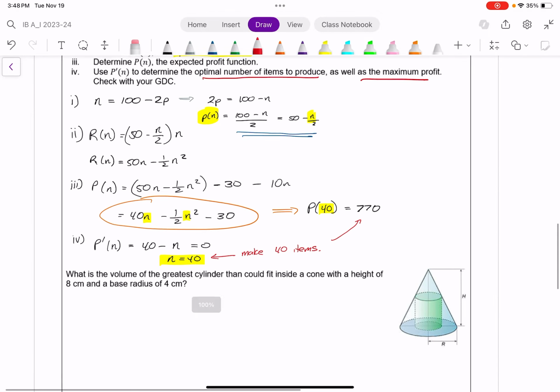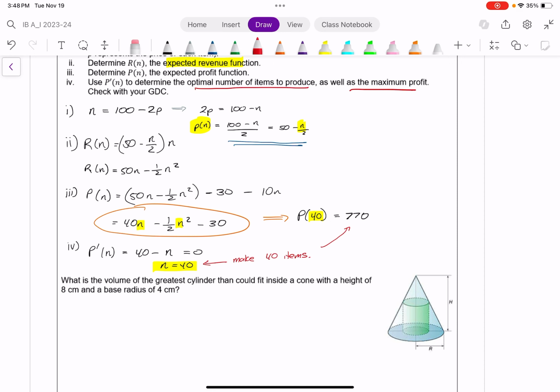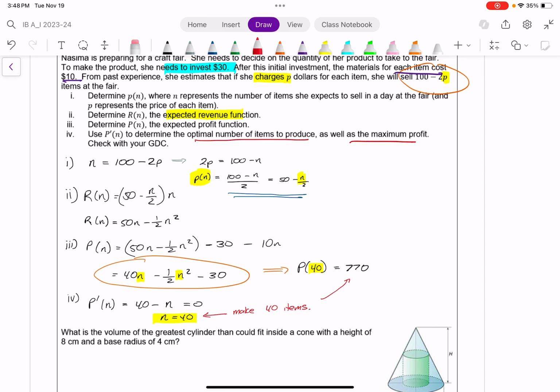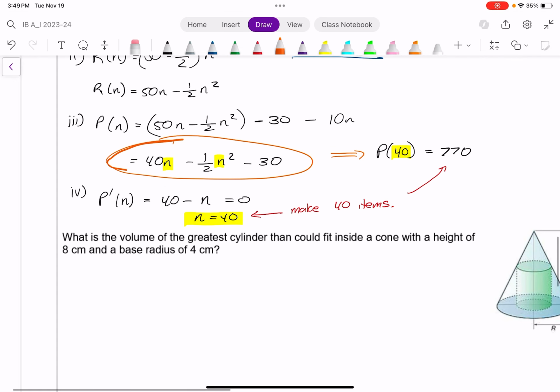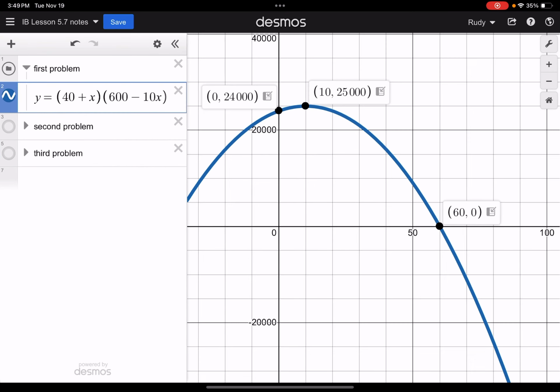Keep in mind, this question did break down, it did ask for a derivative and whatnot, and you'd probably see something like this on an assessment in IB where they want to see that you understand some aspects of the derivative. However, it does say to check with your GDC, so I can check by just going to this function right here. This is what we're trying to maximize. So if I graph that, I should see a peak at 40 and 770, so let's see.